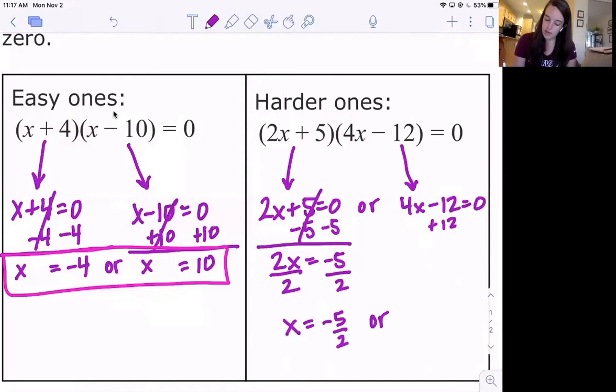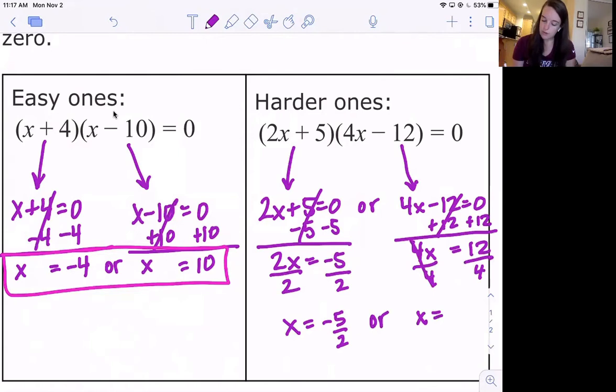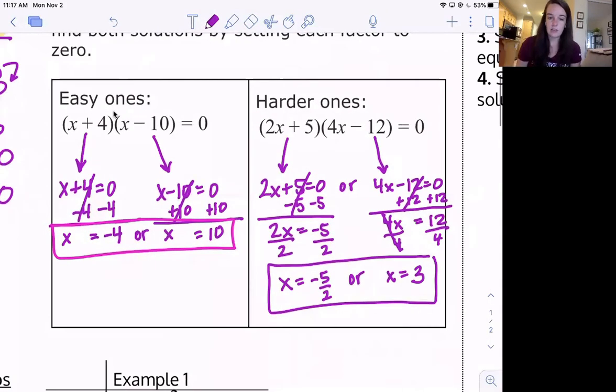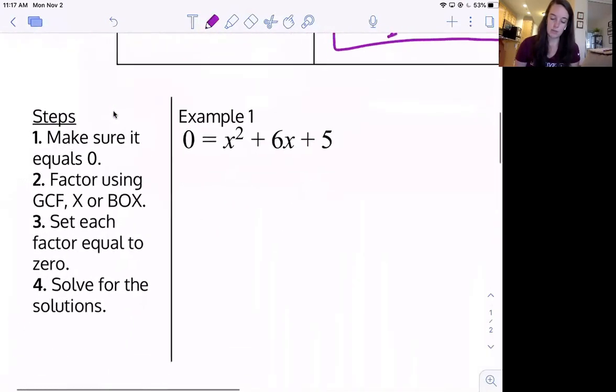Or I'm going to add 12 on both sides. I get 4x equals 12. Divide by 4. x equals 12 divided by 4, which is 3. There are two solutions here. These are my two solutions. So you can go ahead and pause the video here if you want to work on the first part of the assignment. It will just be solving like this. Go ahead and pause. If you're just going to take notes with us, we'll do some example problems here.